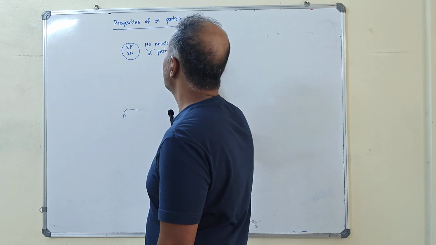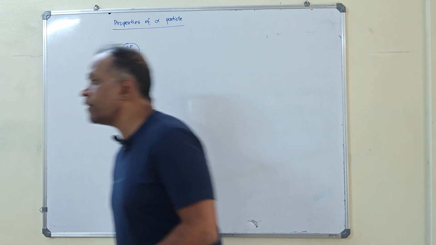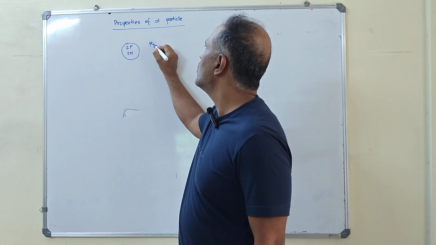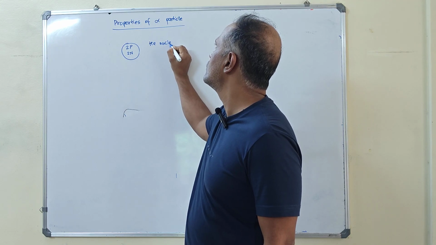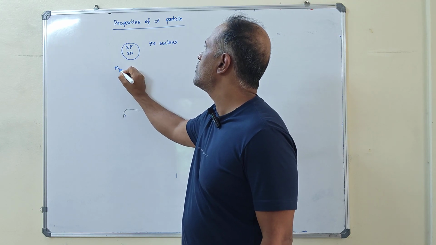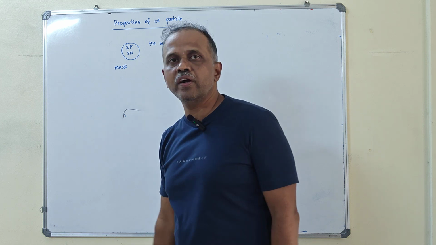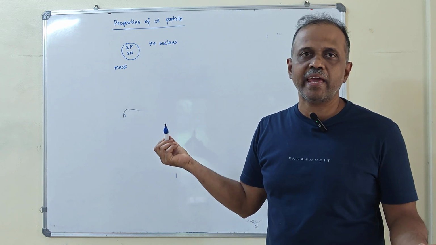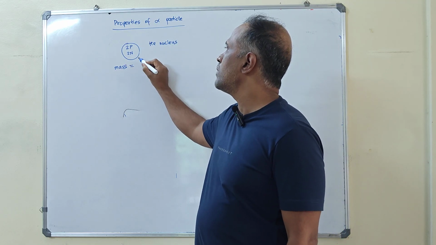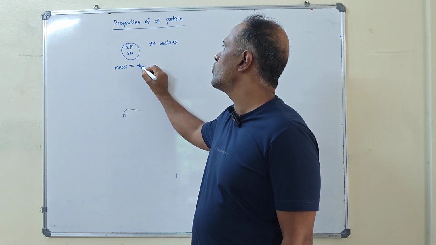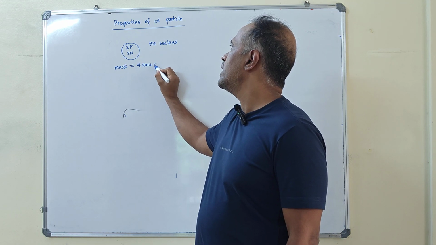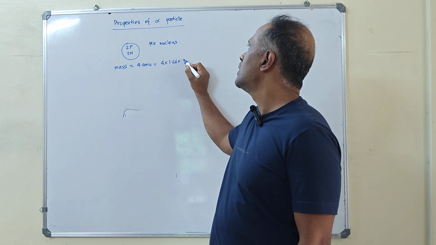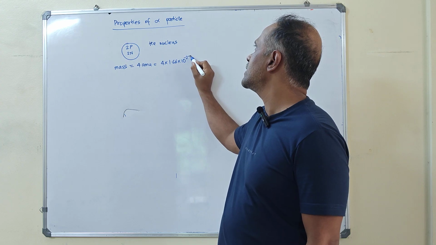Now, what is the mass of an alpha particle? It has 2 protons and 2 neutrons, both having a mass of 1 AMU each. So the mass of an alpha particle is nothing but 4 AMU. And we know 1 AMU is 1.66 into 10 to the power minus 27 kg.